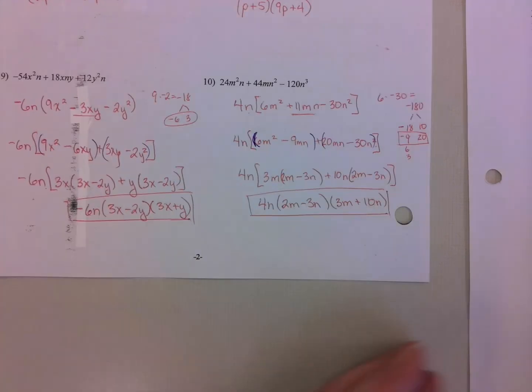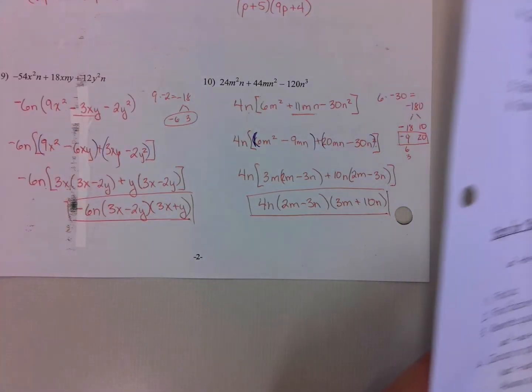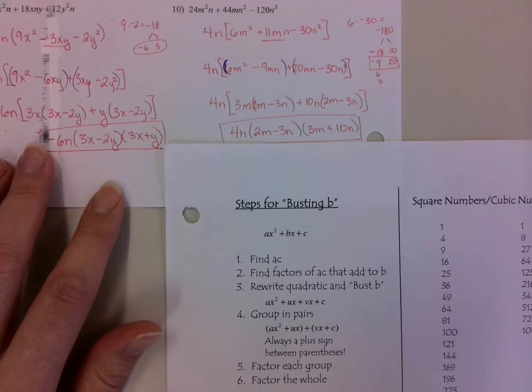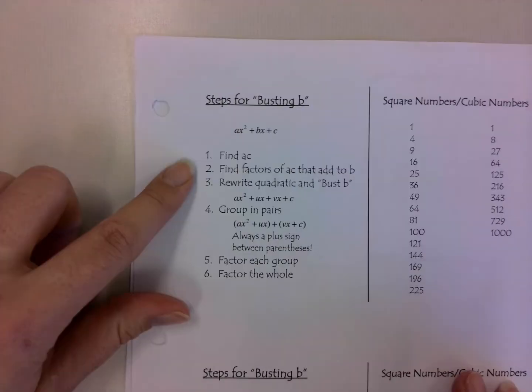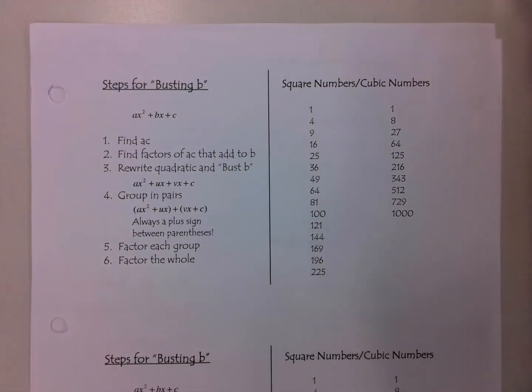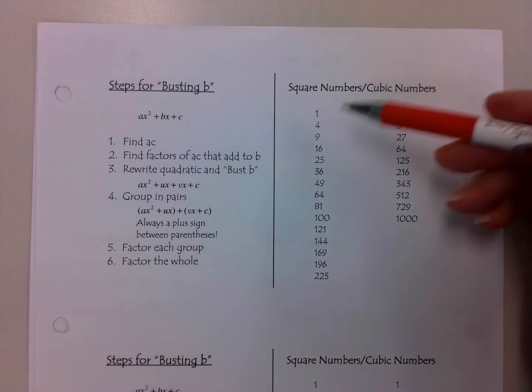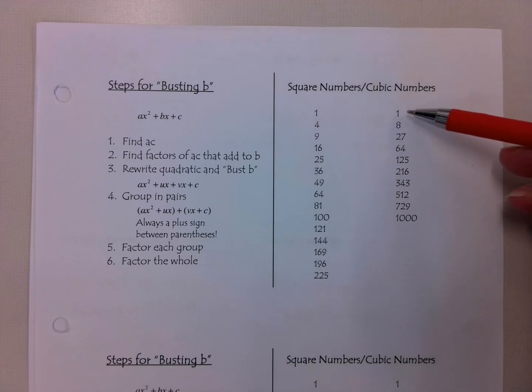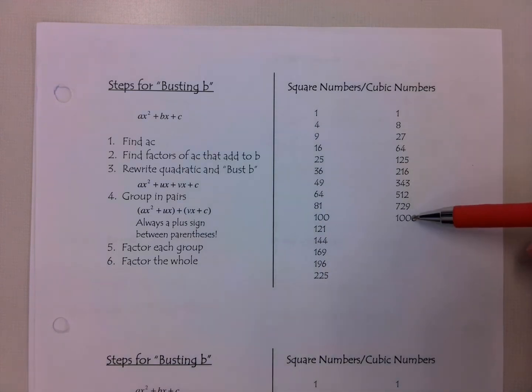So I'm going to just leave this paused here for a quick second, in case you need the steps to see, here are the steps for the process of factoring by grouping or busting B. This might also be another nice reference because the next thing we're going to get into are perfect squares. And so here are your perfect squares up through 15 squared and your cubic numbers up to 10 to the third.